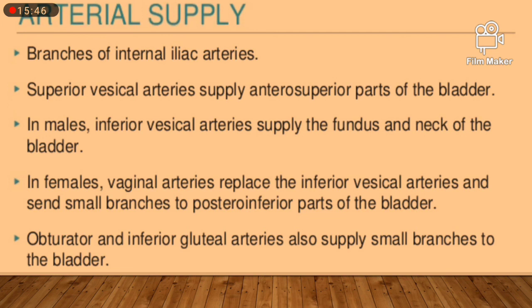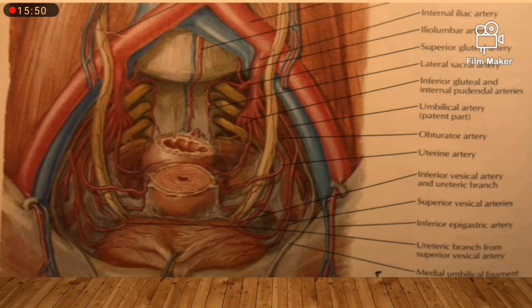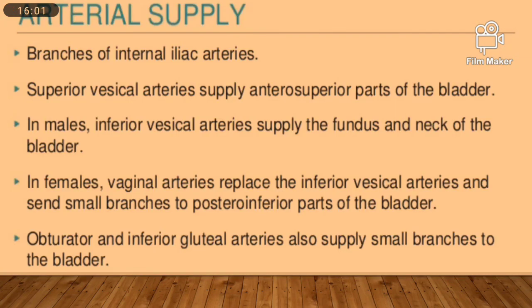Now arterial supply, branches of the internal iliac arteries. Here you can see the internal iliac arteries coming to supply the bladder, and coming with the drainage, the internal iliac vein. Now among the branches of the internal iliac artery, the superior vesical artery supplies the anterosuperior part of the bladder. In male, inferior vesical arteries also supply, and the fundus and neck of the bladder are supplied by the inferior vesical artery.